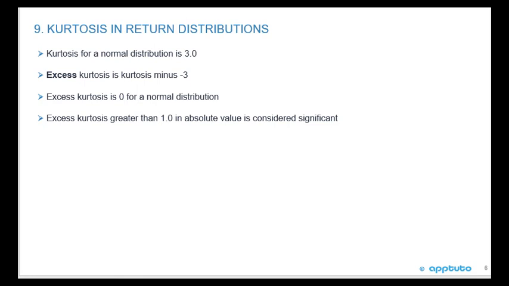So now we move on to kurtosis, and there's a little bit of memorization that you need to do here. So kurtosis for a normal distribution is 3.0. Excess kurtosis is kurtosis minus 3. Excess kurtosis is 0 for a normal distribution, because you can see 3 minus 3 equals 0. So excess kurtosis for a normal distribution is 0, okay? And excess kurtosis greater than 1 in absolute value is considered significant.